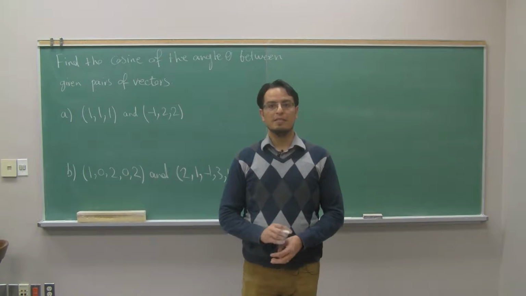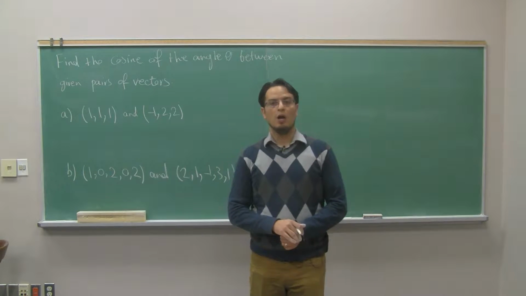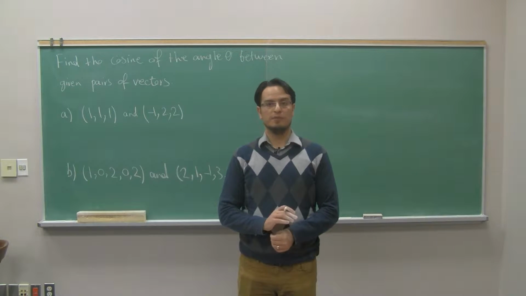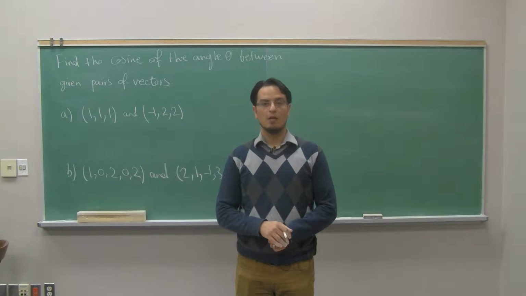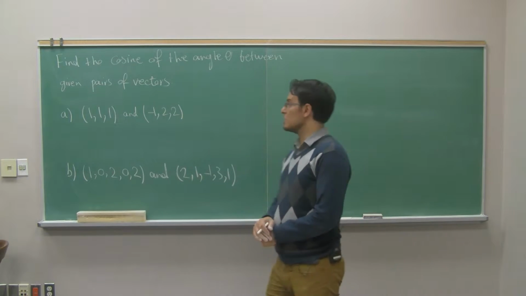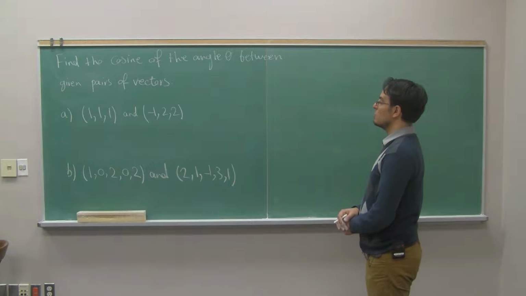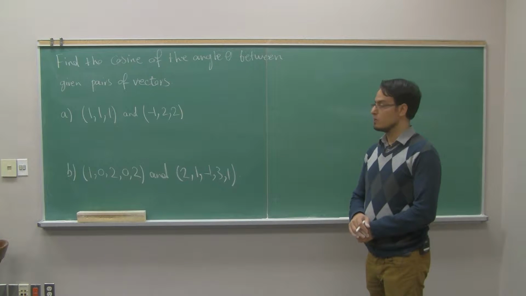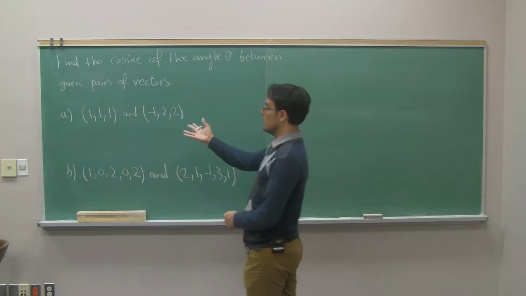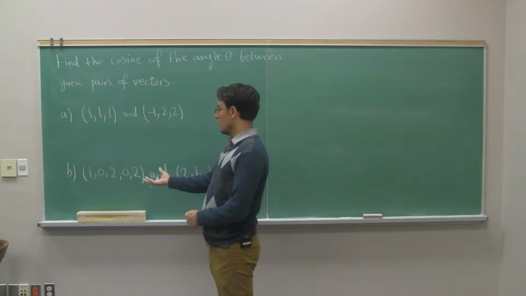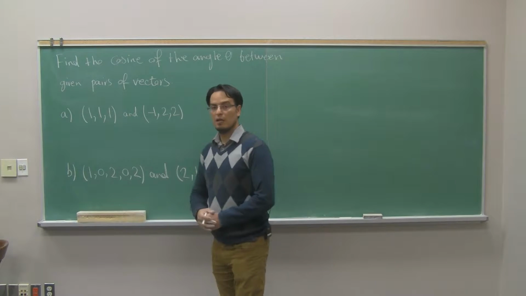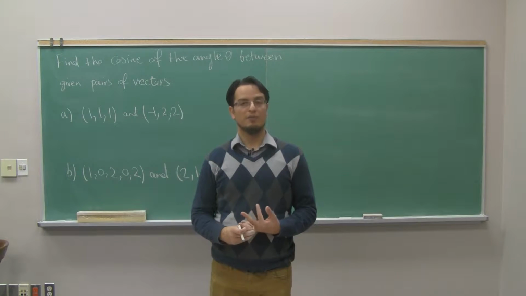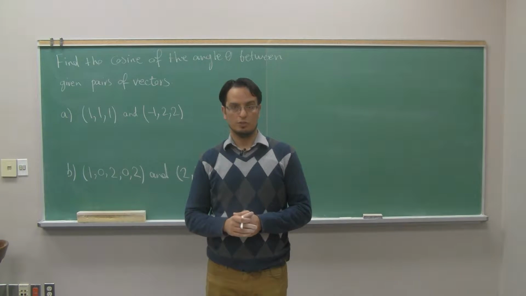Hello everyone. In this Labtube, I'm going to show you how to use dot product and length to find angle between two given vectors. Let's see what is the question. Question says find the cosine of the angle theta between the given pairs of vectors. So I have two pairs of vectors, one in R3, one in R5. And the question is, what is the cosine of the angle between these two vectors?